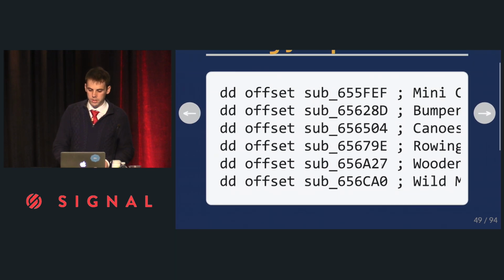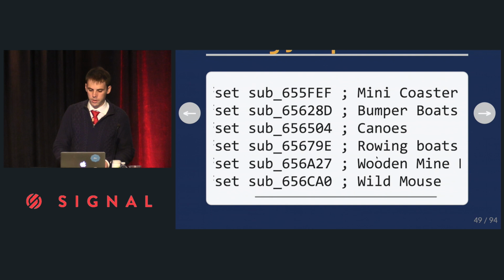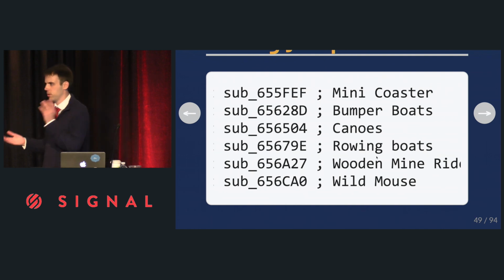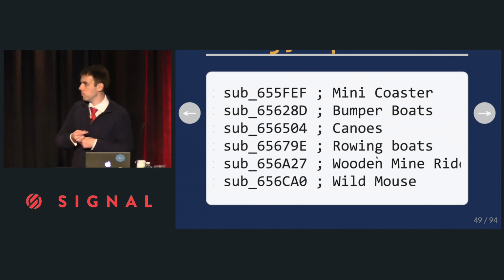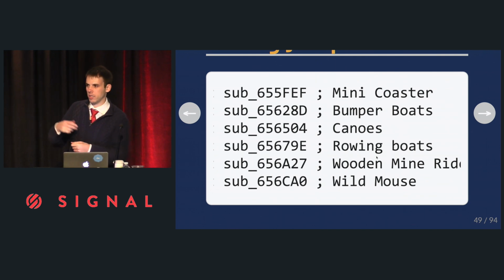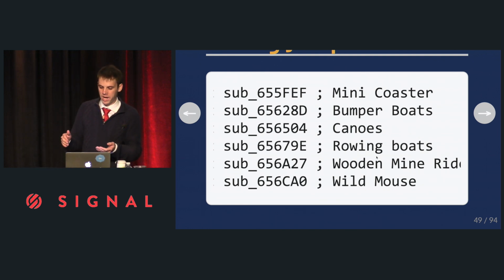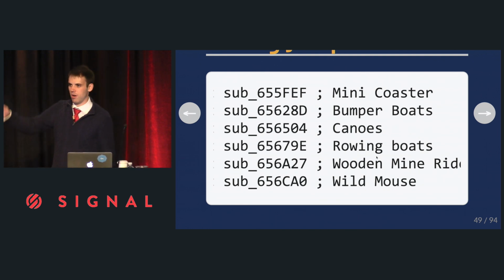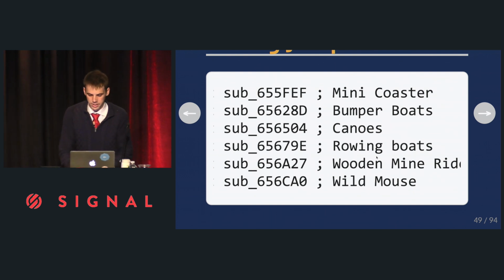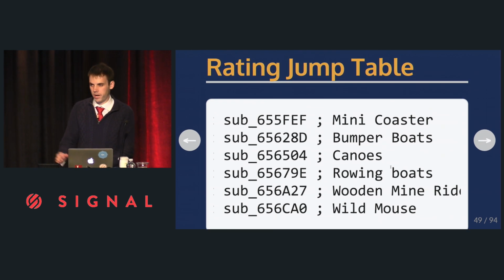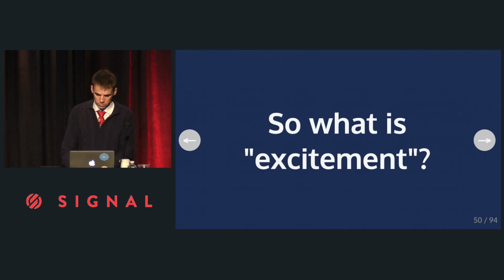You scroll up a bit, you see this sort of jump table that lines up to rides in the game, which you also know the order of. And you can go inspect these functions and say, well, bumper boat shouldn't be that complicated, and the function is short, and a mine ride is more complicated, and the function's long, so this is probably where excitement and nausea get computed. Which is great. So now we have all this, we can figure out how excitement and nausea work.